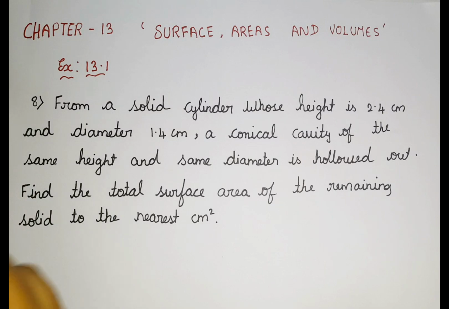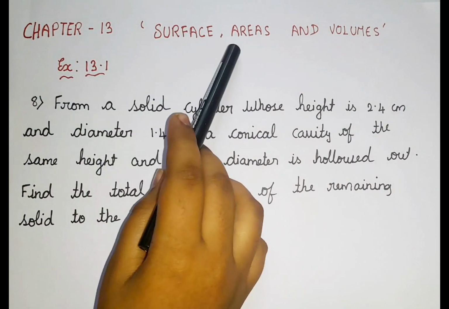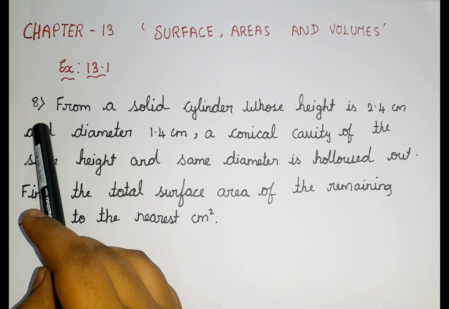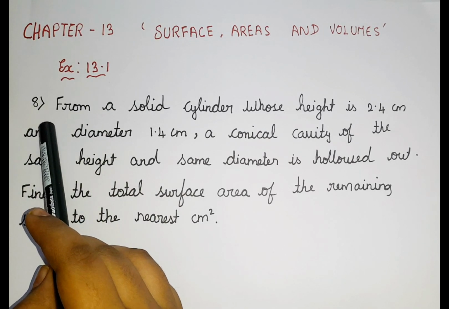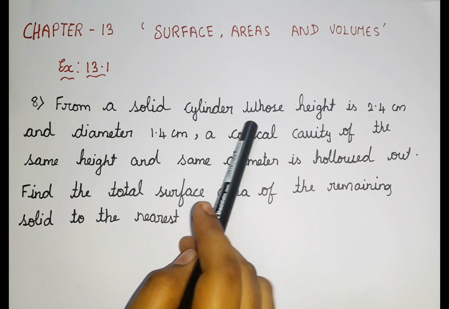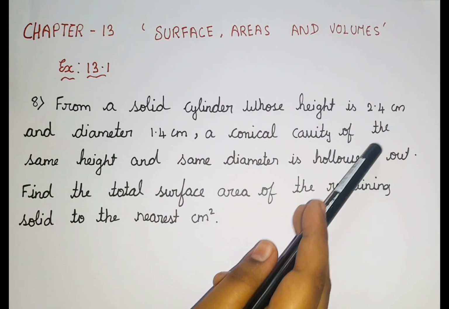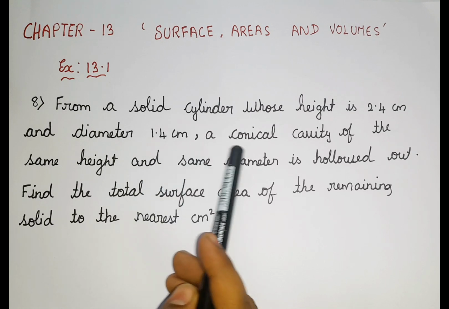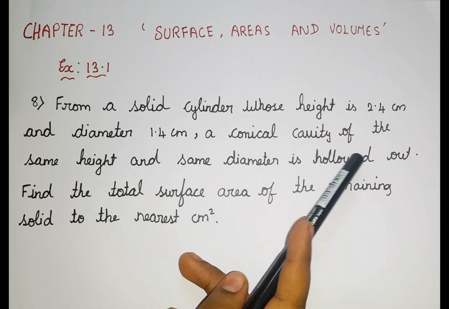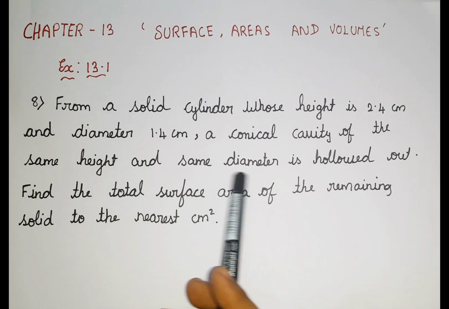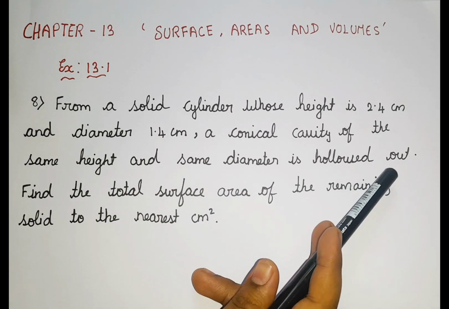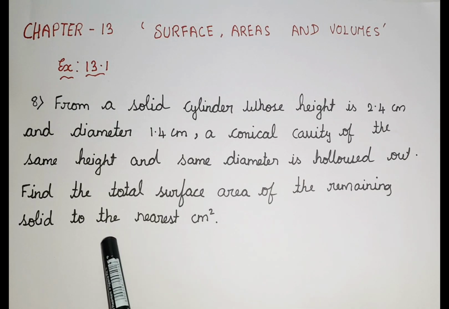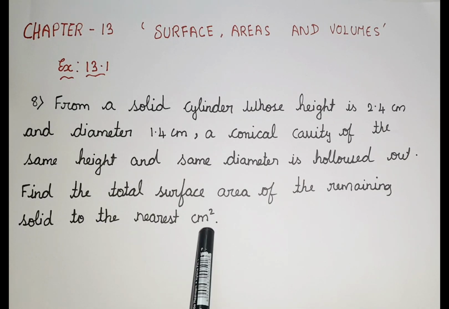Today we are going to be learning Chapter 13, Surface Areas and Volumes, Exercise 13.1, 8th question. Alright, now let's read the question. From a solid cylinder whose height is 2.4 cm and diameter is 1.4 cm, a conical cavity of the same height and same diameter is hollowed out. Find the total surface area of the remaining solid to the nearest centimeter square.